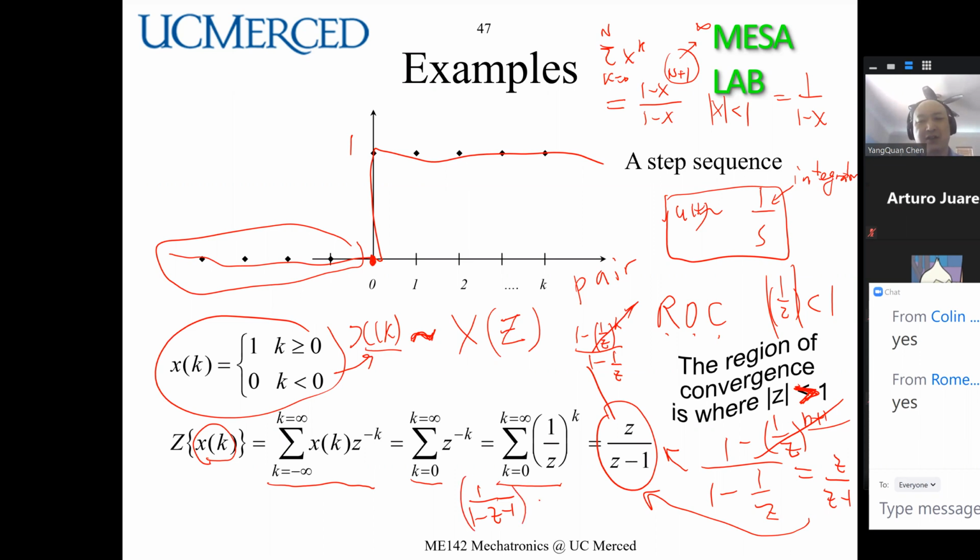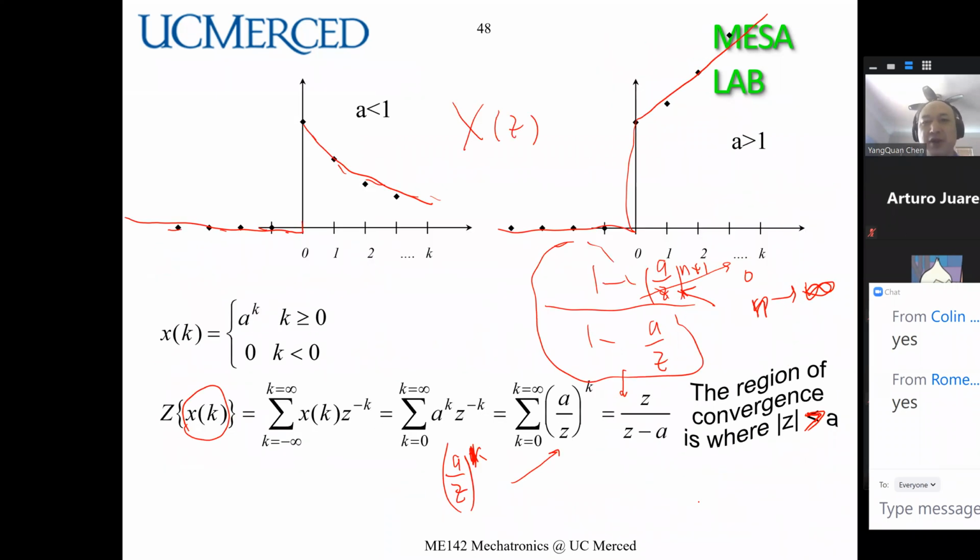And this one is called discrete integrator. Discrete, you just add past values together. So this is an example, step sequence. But what if you have an exponentially decaying sequence? The same thing.